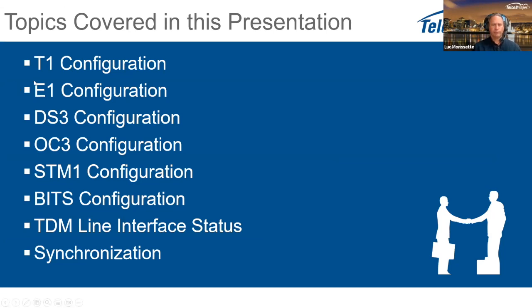So you see all the different interfaces I will talk about: T1, E1, DS3, OC3, STM1. Also, we talked about the BITS configuration that can be used for synchronization. And then the status of these interfaces. What can we do with the status? What do we see? And synchronization, which is for synchronizing the TDM lines to the network.